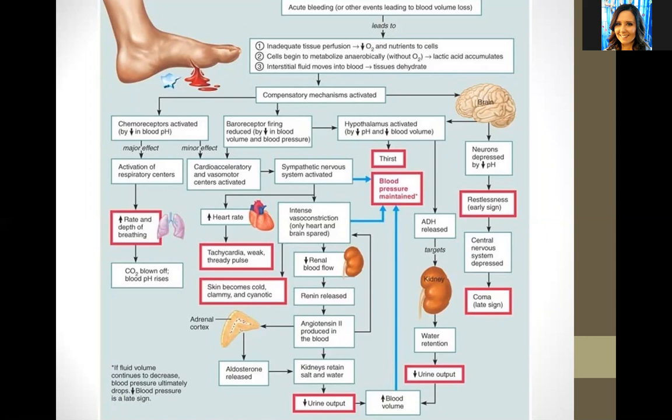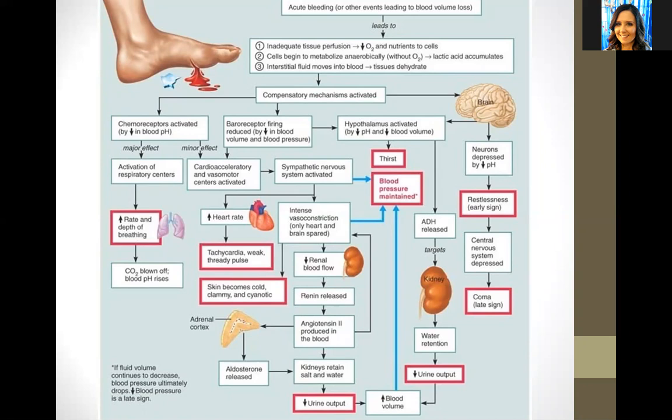The baroreceptors sense the decrease in blood volume and blood pressure. So it activates the sympathetic nervous system, which causes vasoconstriction and increased heart rate. So you'll see tachycardia. Those pulses will be weak and thready because of the vasoconstriction. The skin will be cold and clammy, maybe even cyanotic, again from the vasoconstriction.